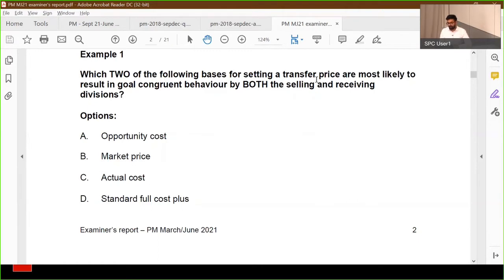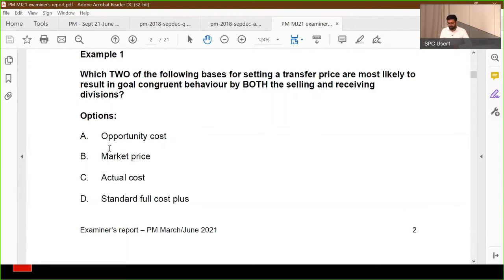We identified it. Now the requirement of the question specifically focuses on congruent behavior, which means that the divisional managers, their interests, their objectives should be aligned with that of overall organization objectives. So in which scenarios, what type of transfer pricing techniques do we achieve the goal congruency? So four options we have.